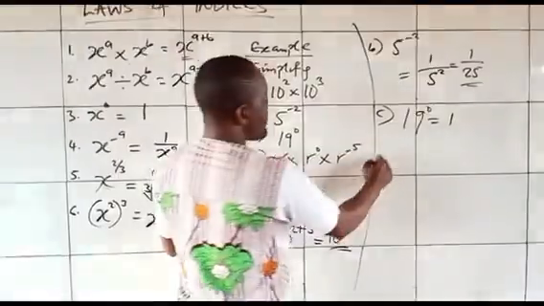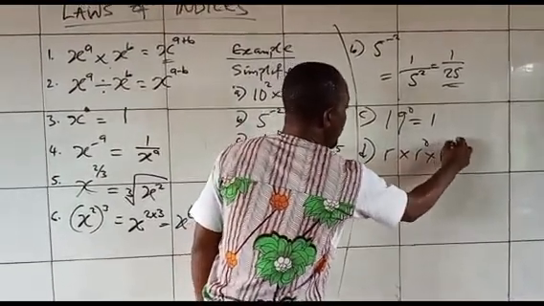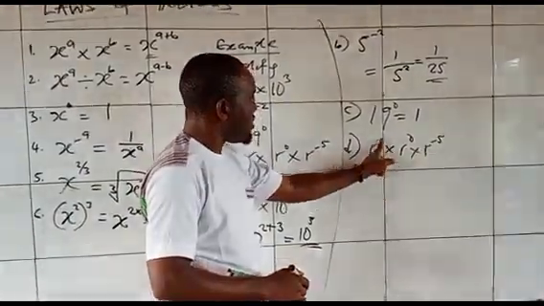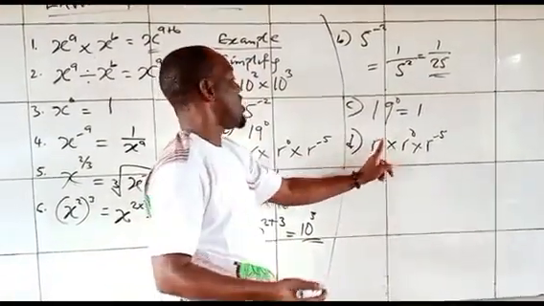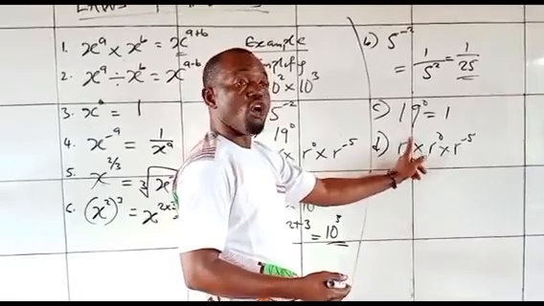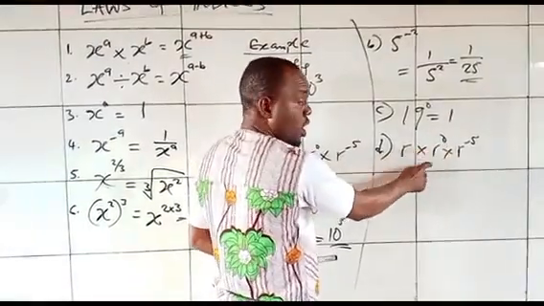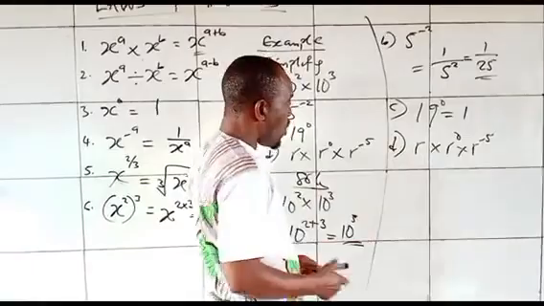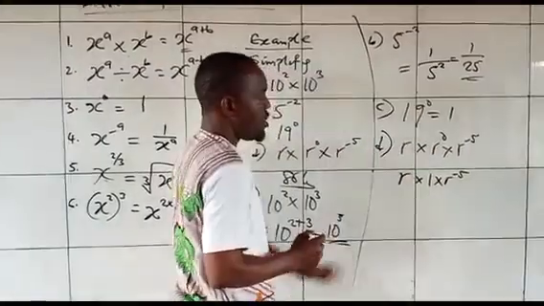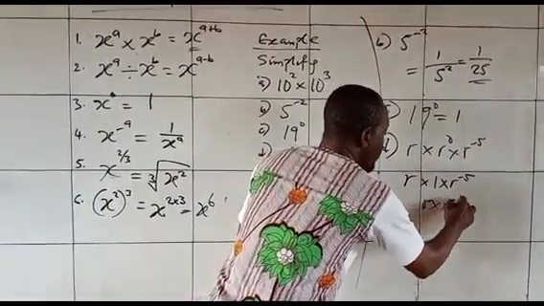Then lastly, we have D, which is arrow times arrow raised to power 0 times arrow raised to power minus 5. Whenever you see a question like this, there's an invisible 1 in this place. It will not make sense to just write arrow raised to power 1, so there's always an invisible 1 that is not always written. Another thing, arrow raised to power 0 is equal to 1, because anything raised to power 0 is equal to 1. So we now have arrow times 1 times arrow raised to power minus 5. Anything times 1 is the same thing, so we have arrow times arrow raised to power minus 5.